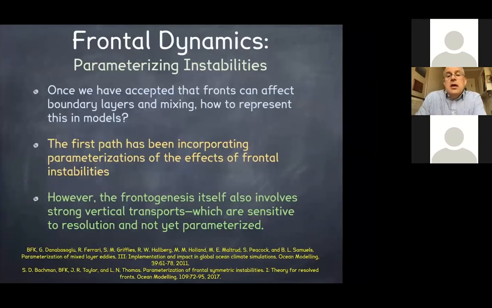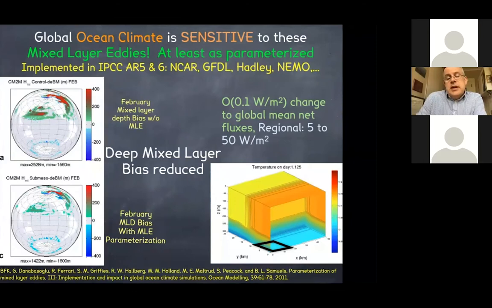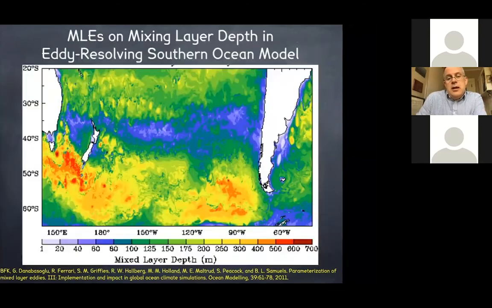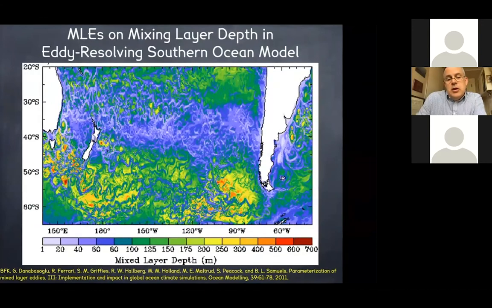Okay. We could also parameterize the other instabilities, and I realize my time is short, like submesoscale eddies. We've developed a parameterization of that. And if you look at the boundary layer depth in a high resolution model and turn on a parameterization of submesoscale eddies, what it does is it shoals the mixed layer as those fronts are able to be turned over by the mixed layer eddies. And when they turn over, they're then harder to mix through.